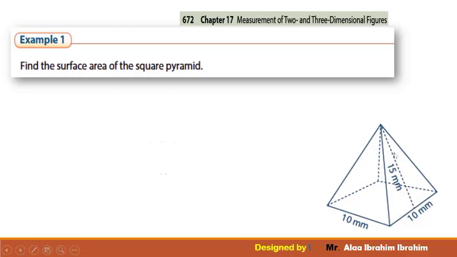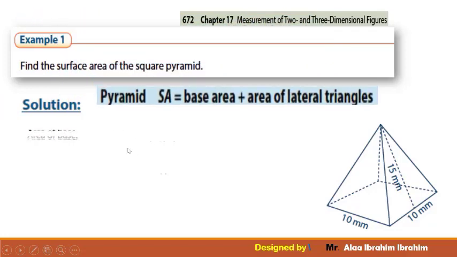So finding the area of one triangle is enough for me because the other triangles will be the same. Because the square has 4 equal sides, so the 4 areas will be the same. So I have to find the area of the base. The area of the base is the area of a square. So we have to find first the area of a square: side times side, 10 times 10.